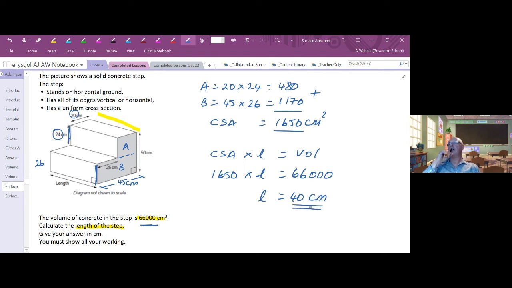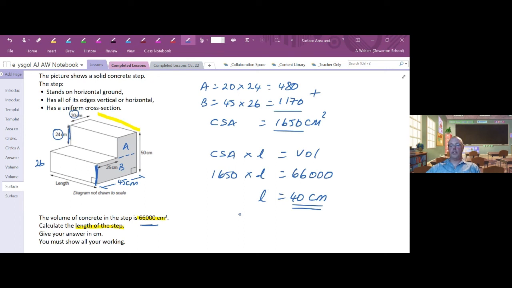Okay, so that's a question where we work backwards. We have the cross-sectional area, which was quite awkward to work out the dimensions for B. Once you've got the cross-sectional area, then you're using this formula, but I'm arranging it in a way so that I leave the length on the left-hand side.